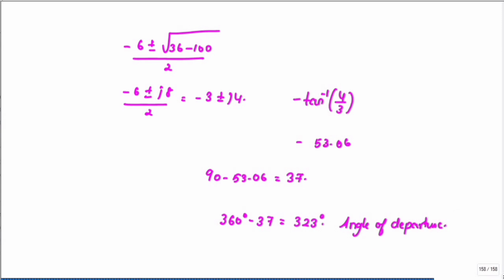So first one is s, that is 90 degrees, and the s square plus 6s plus 25, I can write it as minus 53.06. So 90 minus 53.06 is 37. So 360 minus 37 is 323 degrees. This is called the angle of departure. So this is how we have to calculate the angle of departure.